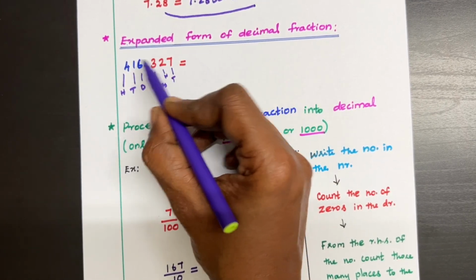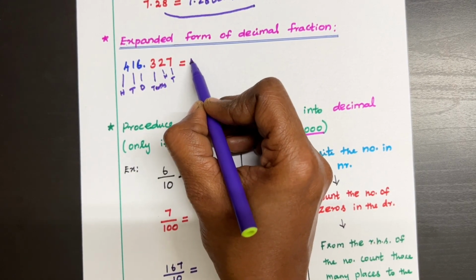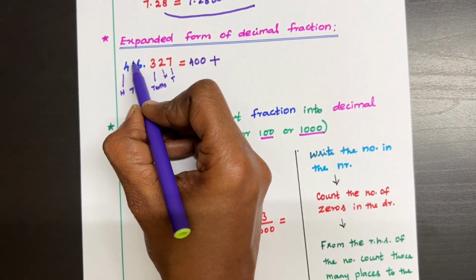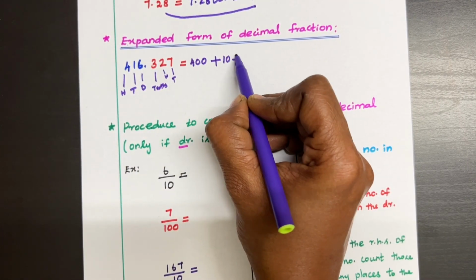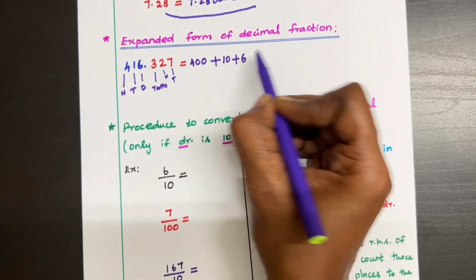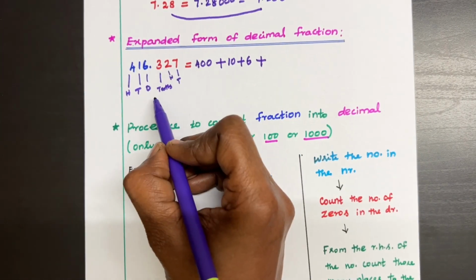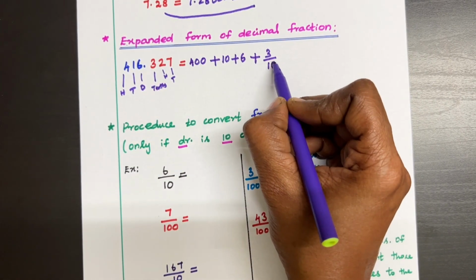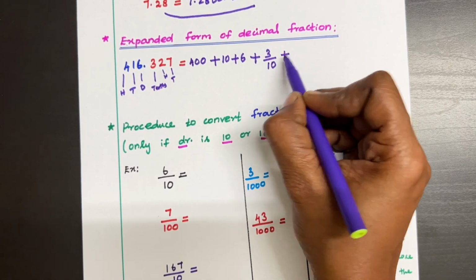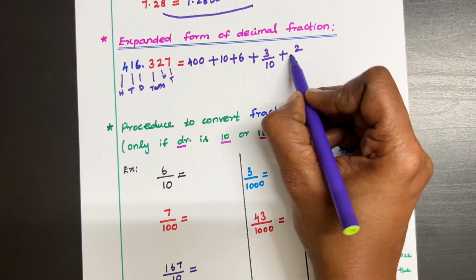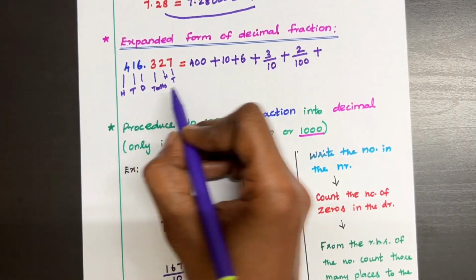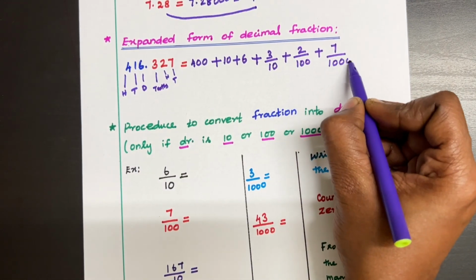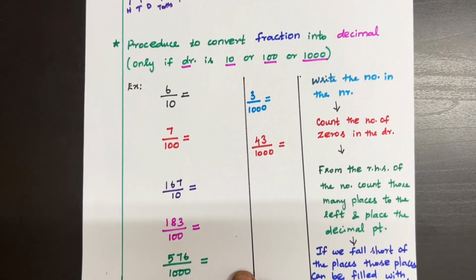See here. How to do? This is place value. Just give the place value. The place value of 4 is 400. 1 is in the tens place, so 10. Plus 6 is in the units place, so just give 6. Plus the tenths place, so 3 by 10. Just give the number. This is the tenths place, so just give 10 here. Now this is hundredths, so 2 divided by 100, plus thousandths, 7 is in the thousandths place, divided by 1000. That's all. This is the way to expand it.